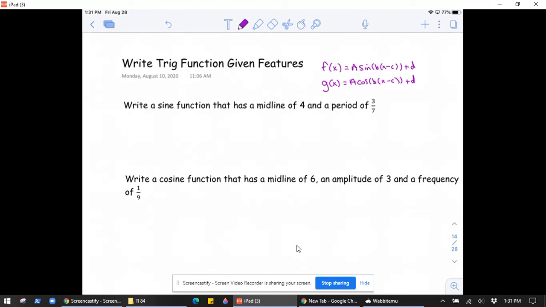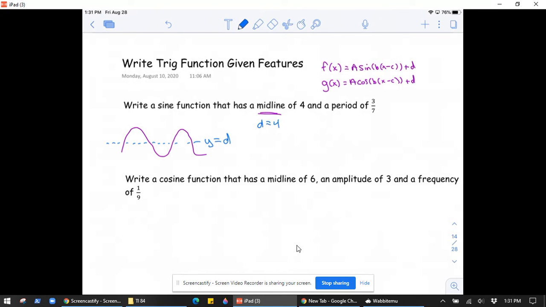So it says we want to find a sine function that has a midline of 4 and a period of 3/7. Let's first deal with the midline. The midline is the line that goes right through the middle of the graph. So this is a sinusoid. The midline is this horizontal line, and it's always y equals d, because it's a vertical shift of the graph. Sine and cosine graphs normally have a midline of y equals 0, I mean with no shifts performed. So if we know the midline is 4, that tells us that d is 4.